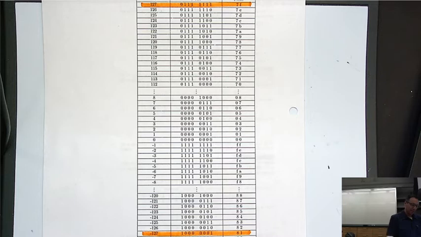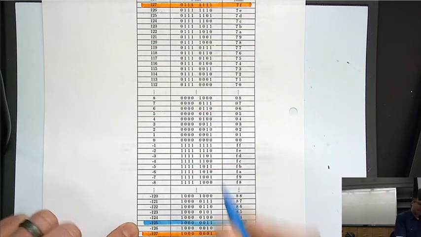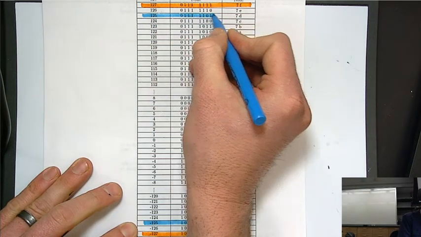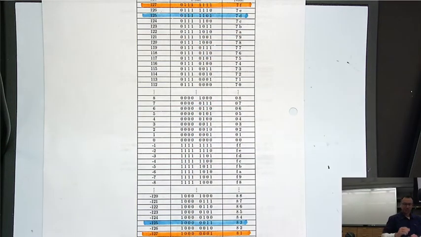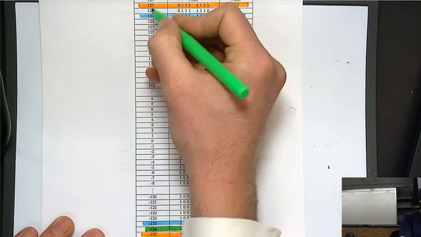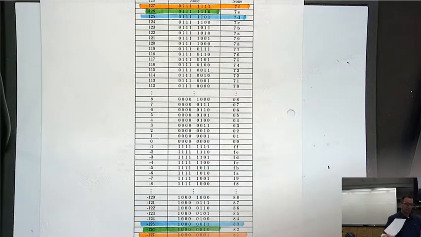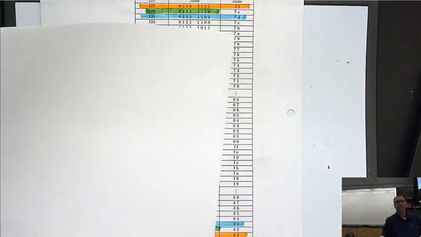Let's do some more. Let's take a look at negative 125 and positive 125. Let's keep going. We're going to make some conjectures here. Go ahead. Say it out loud.